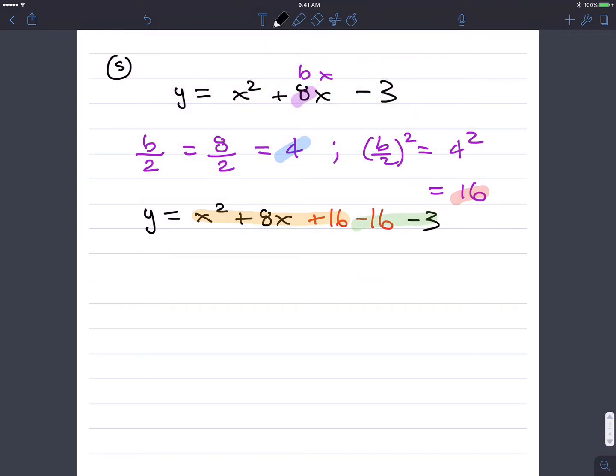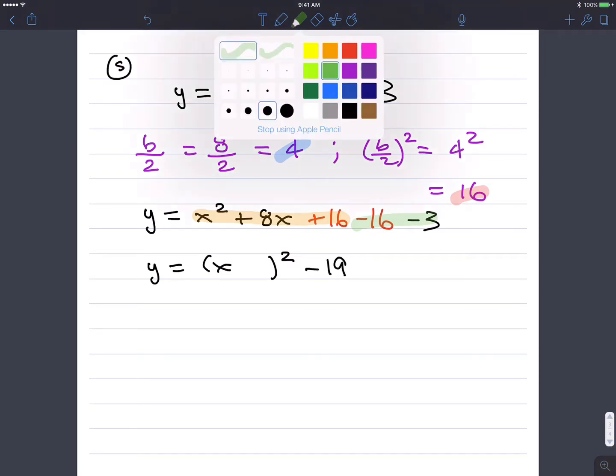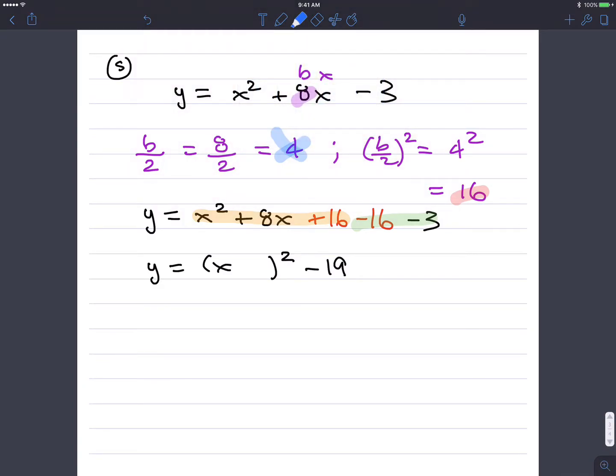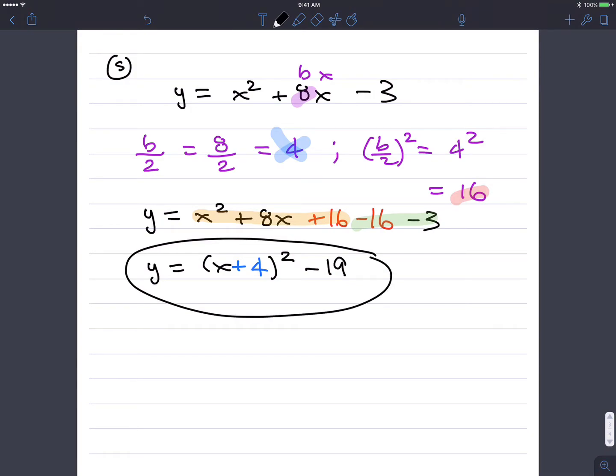So when we factor, we get y equals x something squared. Negative 16 minus 3 is negative 19. Don't forget, positive 4 is used here. This is plus 4. And we're done. So if we want, we could just simply write it this way. Okay, we've completed the square. Let's see what number 7 looks like.